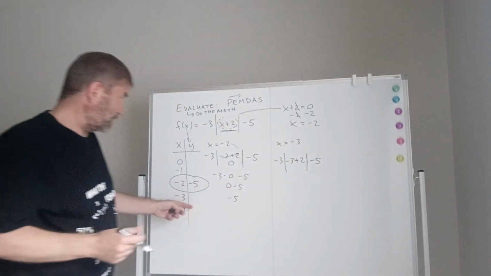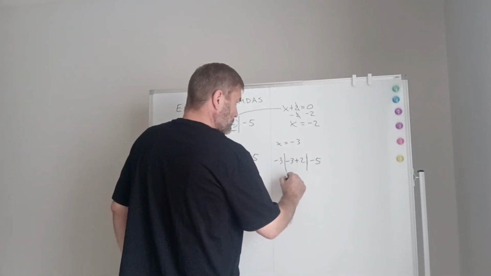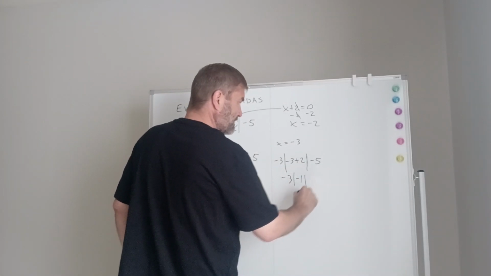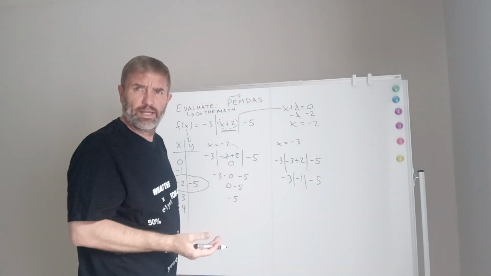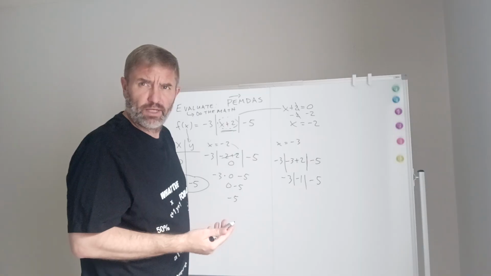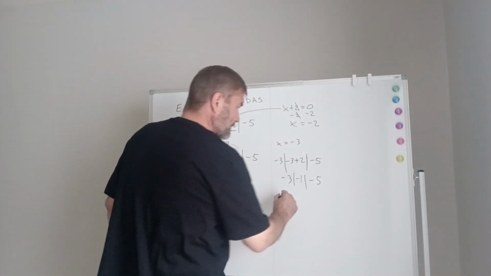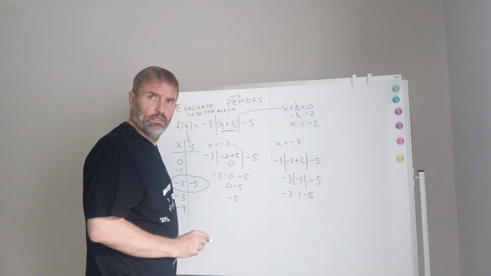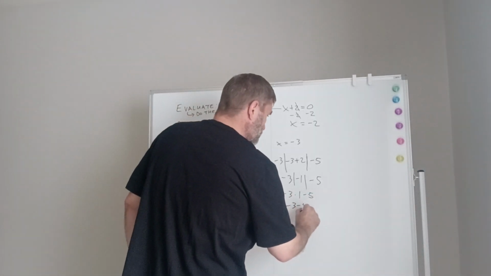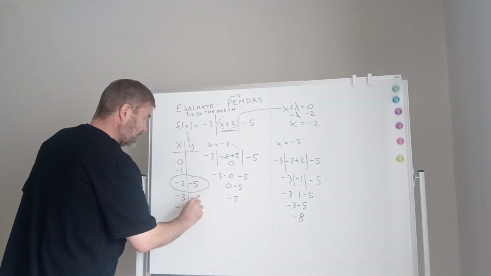So now we're here, we're doing the negative 3. What do we have? Well, negative 3 plus 2 is negative 1. So now you have negative 3 times the absolute value of negative 1, minus 5. Well, what's the absolute value of negative 1? Recall that absolute value makes your number positive. If it's already positive, there's no change. But when it's negative, it makes it positive. So now this is negative 3 times 1 minus 5, which will then give you negative 3 minus 5, which is negative 8. That's now your number.